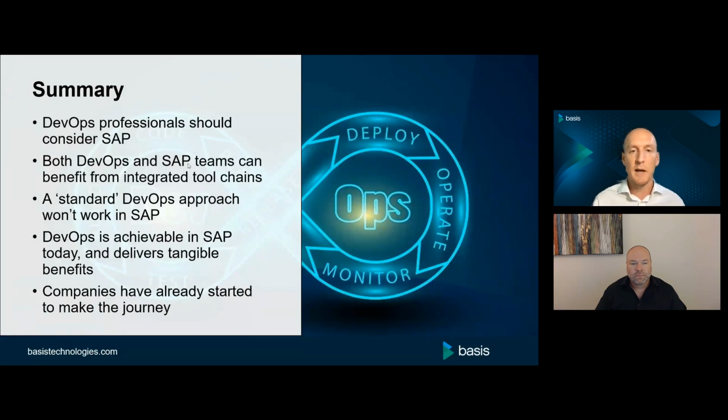There are some particular technologies we've got to think about, some architectural requirements, and some of that's going to require specific automation. Some of it's going to require an adaptation of our processes and how we look at what we consider to be DevOps. But it is achievable in SAP today, albeit maybe in a slightly different or adapted form, and it is delivering real benefits for companies. Some of them have already started to make that journey towards more integrated tool chains, so that they can have a more orchestrated and automated value chain across multiple applications with SAP as a part of that. So that just about wraps us up for today.